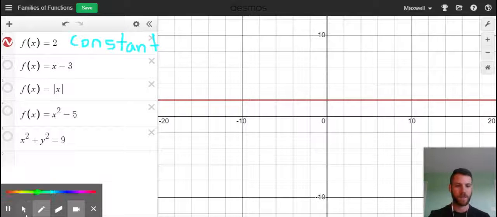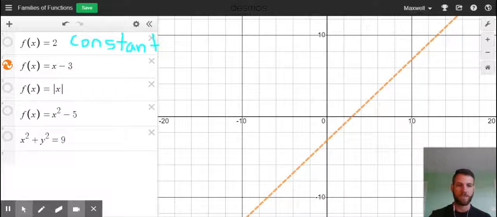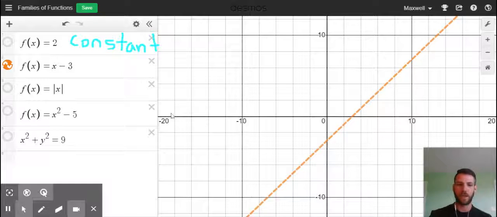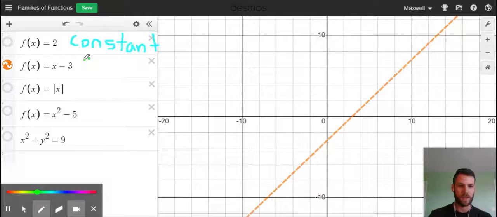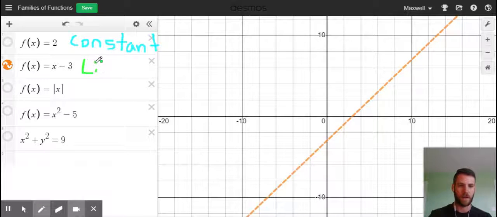Our next family that we're going to be talking about is f of x equaling x minus 30. That is one example of the linear family. Linear is similar to constant. They're both straight lines, but constant is always horizontal lines. Linear can be lines going in any direction, negative or positive, of any steepness or flatness that the equation requires. So these are part of the linear family.